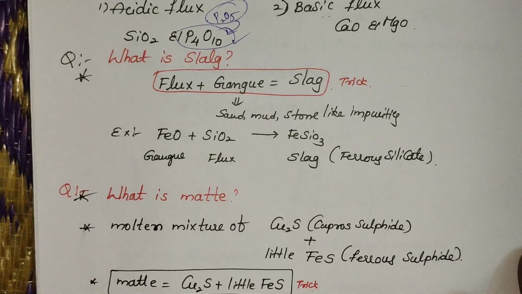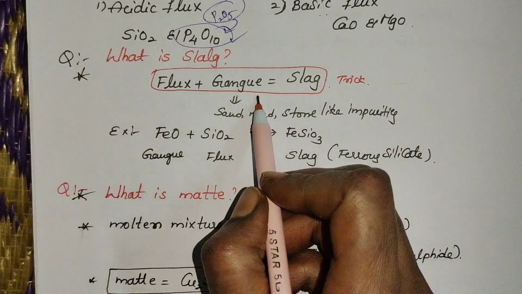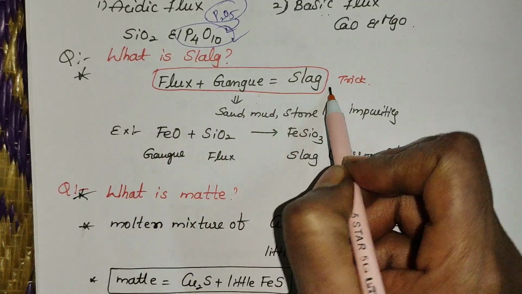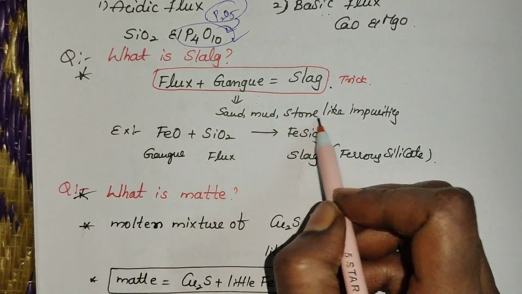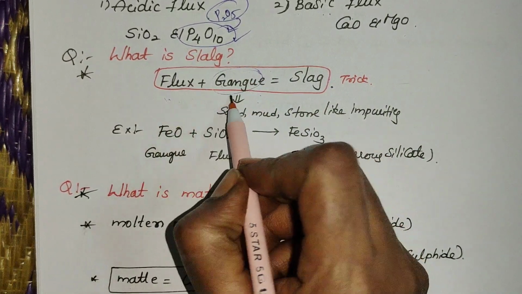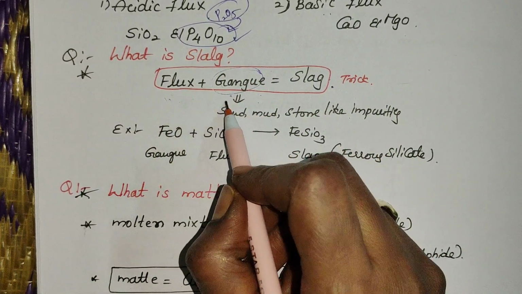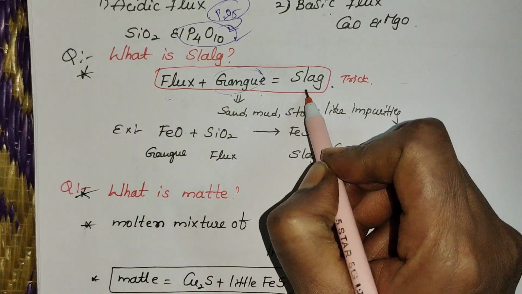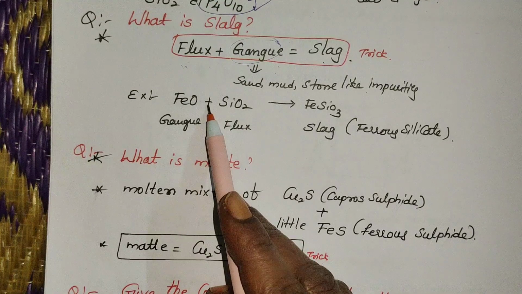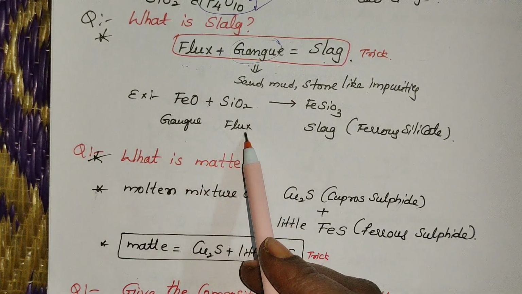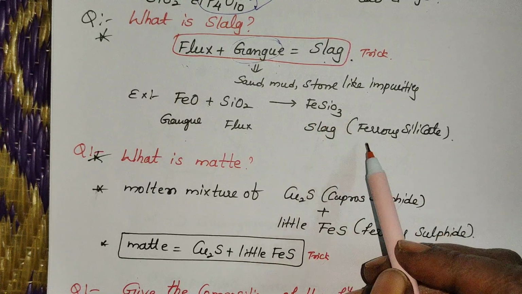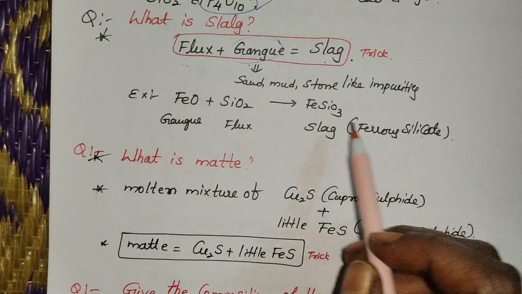What is slag? Next, one more important question. Flux and gangue, the mixture of both, what is it called? Slag. Flux plus gangue is known as slag. Gangue means sand, mud, stone like impure materials, and flux is an external substance added for removing the gangue. Next, slag example: iron oxide is a gangue, silica is a flux. Both together form slag, like FeSiO3, ferrous silicate, which gets eliminated.